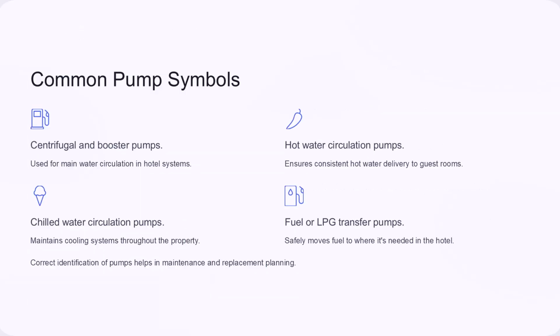Common pump symbols. Let's explore common pump symbols found in hotel P&IDs. Centrifugal pumps and booster pumps are used for main water circulation. Hot water circulation pumps guarantee that guest rooms receive steady hot water. Chilled water circulation pumps maintain the cooling loop for comfort across the property. Fuel and LPG transfer pumps move energy sources safely to where they are needed.